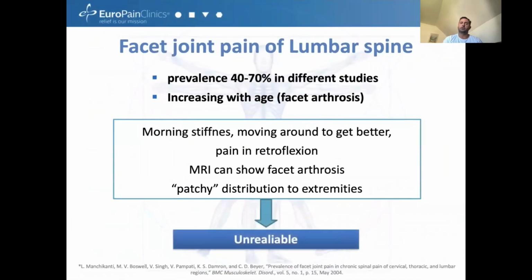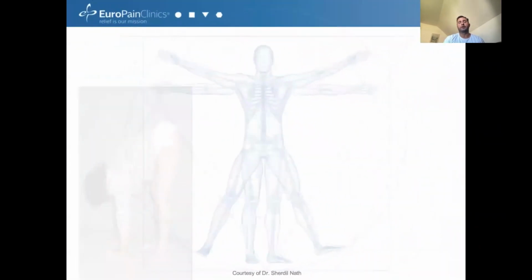We're talking about facet joint pain of the lumbar spine or any other part of the human spine. We're talking about a prevalence of 40 up to 70%, depending on the study, and increasing with age with facet arthrosis. There are some clinical signs during examination. All of them are unreliable.